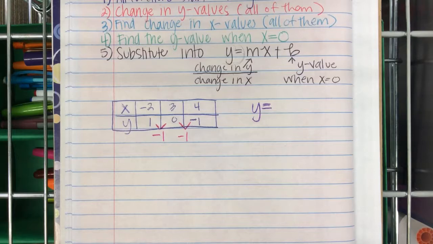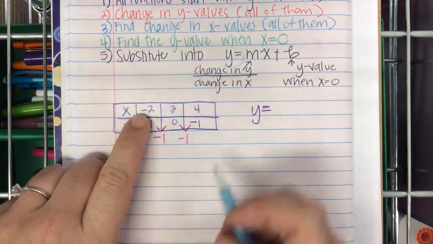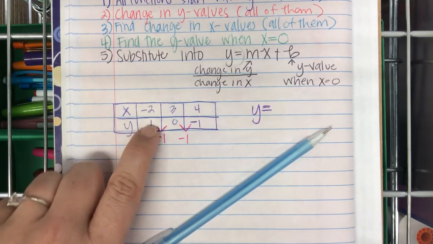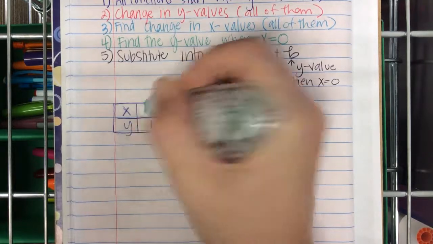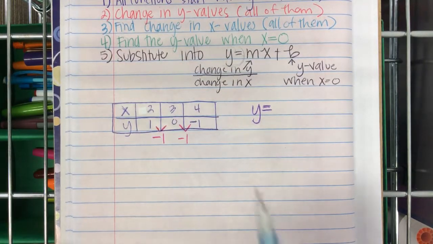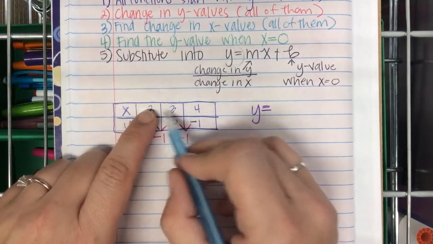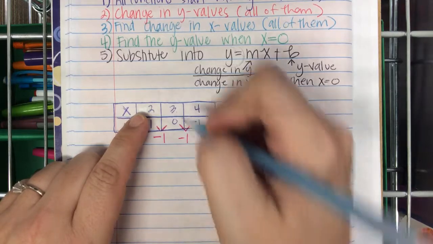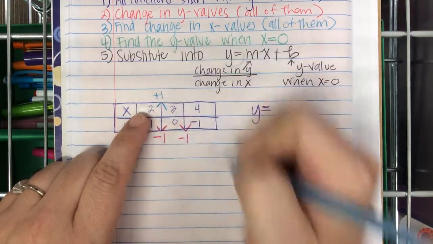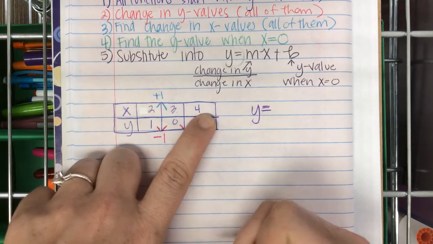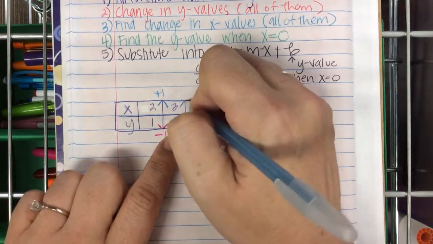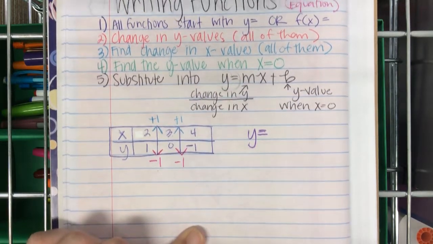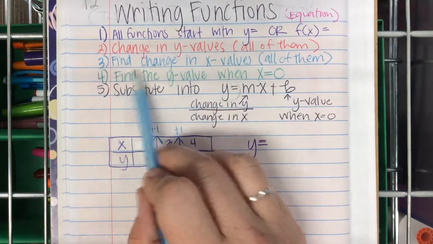Now I'm going to find the change in x's. Oh my gosh, I really screwed this problem up. That should be a +2, not a -2. From 2 to 3, what happens? What happens? +1, right? And from 3 to 4, what happens? +1. So I found my change in y values. I found my change in x values.